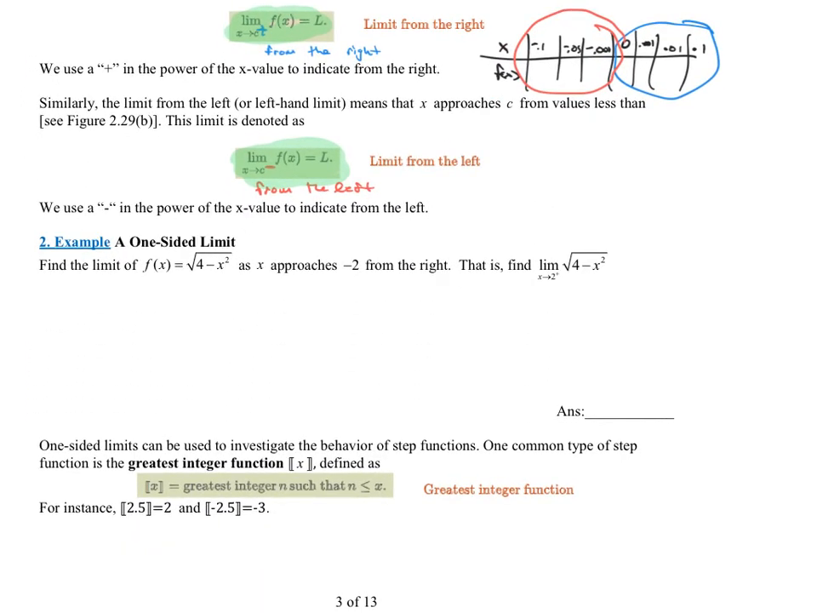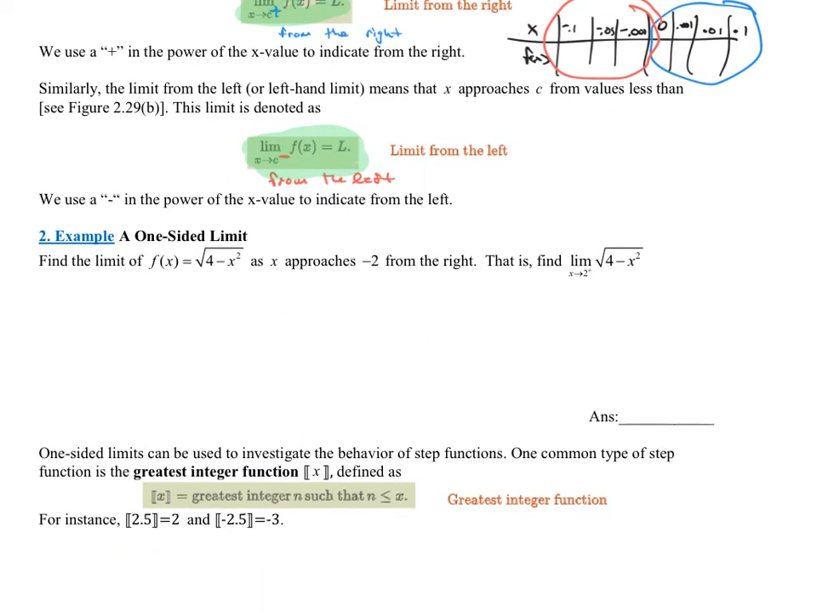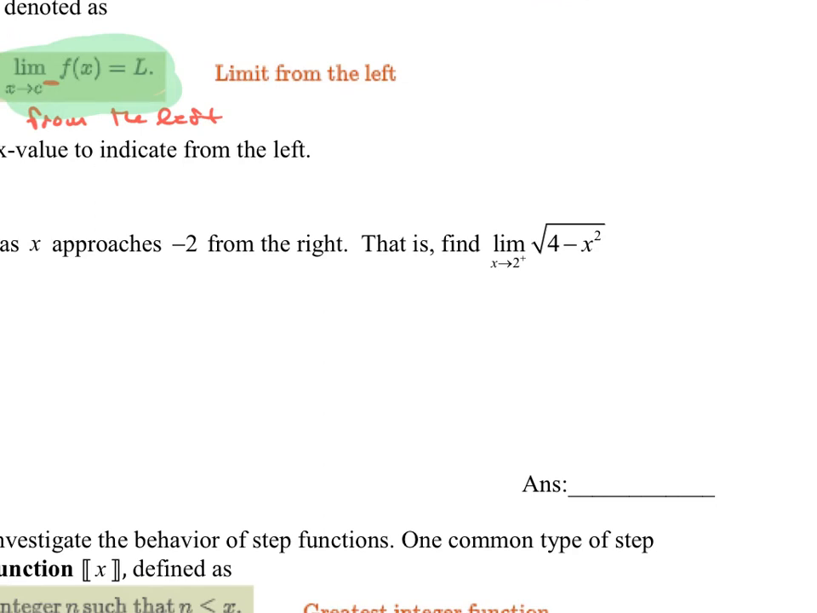So it says, examples, one-sided limit. Find the limit of f of x equals the square root of 4 minus x squared as x approaches negative 2 from the right. So what does that mean? That means what we're really finding is the limit as x approaches negative 2 with a positive sign, again meaning from the right, of the square root of 4 minus x squared. So why is that important? Why do we care about that?